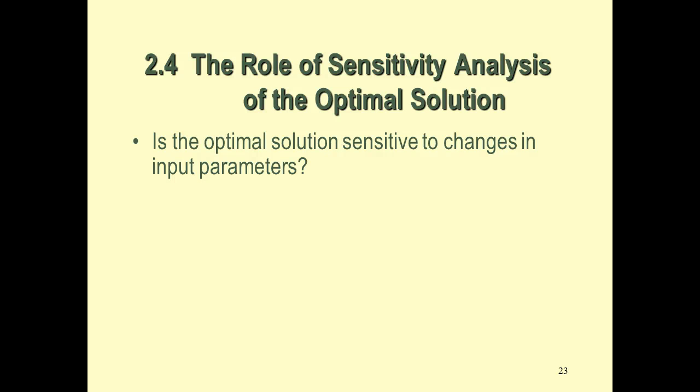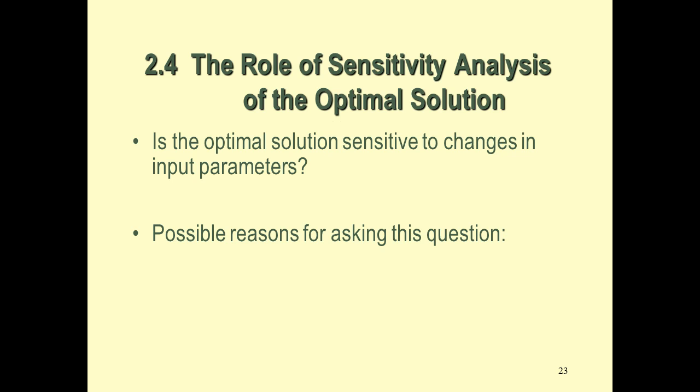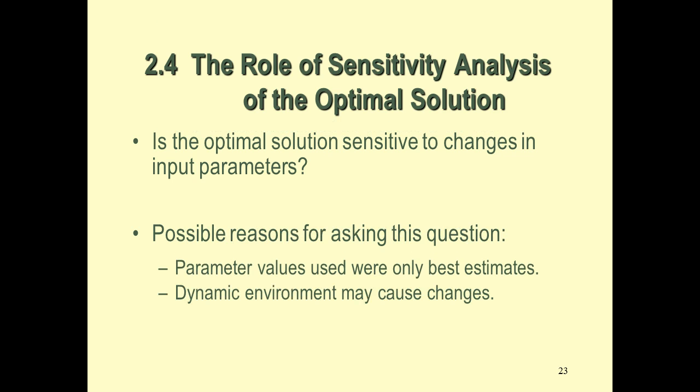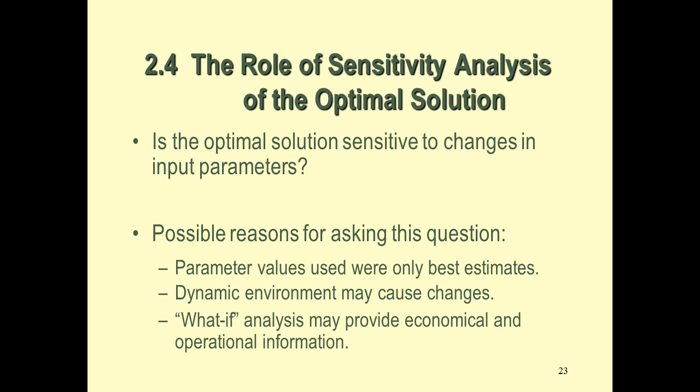Question one: is the optimal solution sensitive to changes in input parameters? Possible reasons for asking this question? We mentioned this before. The parameter values we use were only best estimates. They're not exact figures. The dynamic environment may cause changes. The economy may shift, whatever reason it might be. And what-if analysis may provide other operational information. What if we change this a little bit, then this now comes into play and becomes more optimal.